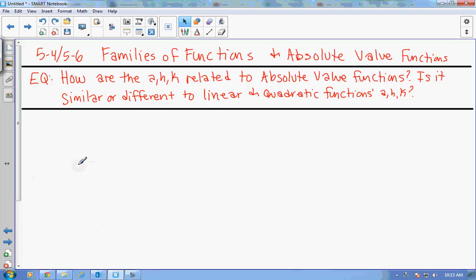Hey, families of functions and absolute value functions. This comes from 5.4 and 5.5. Sorry.